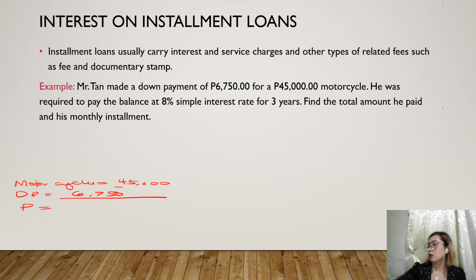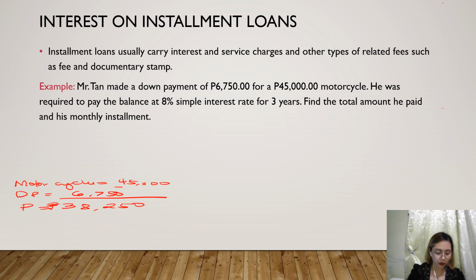So, kuha tayo ng calculator. 45,000 minus 6,750, that is 38,250 pesos. Ito na ngayon yung ating principal amount. Okay, so ito ngayon yung principal amount natin. Sabi dyan, hanapin daw natin yung total amount na babayaran natin and yung monthly installment. Okay, so kunin muna natin yung magiging interest.